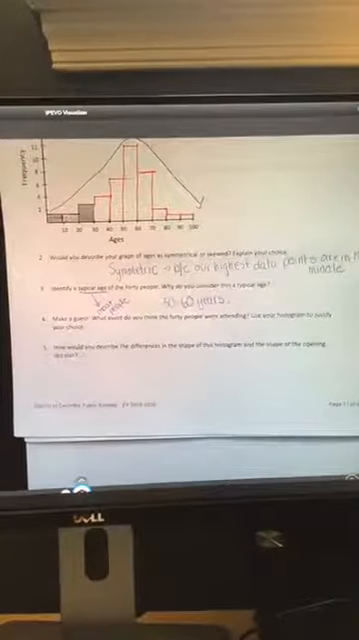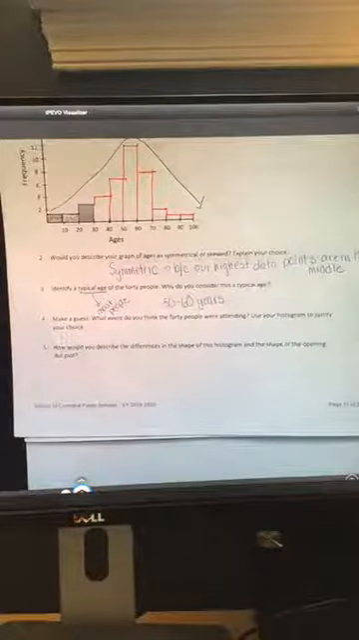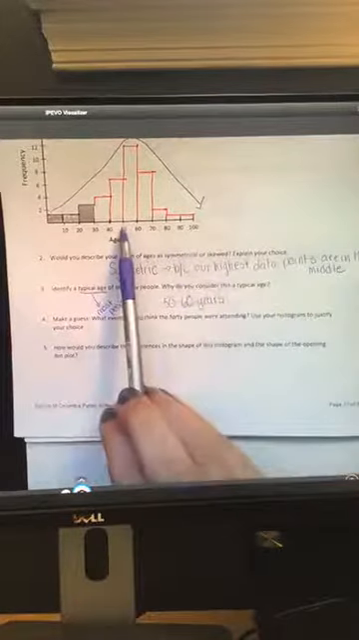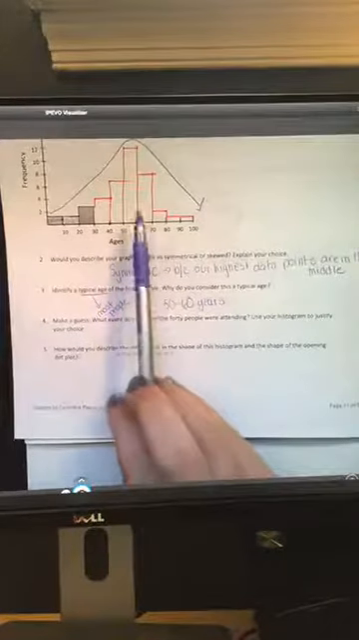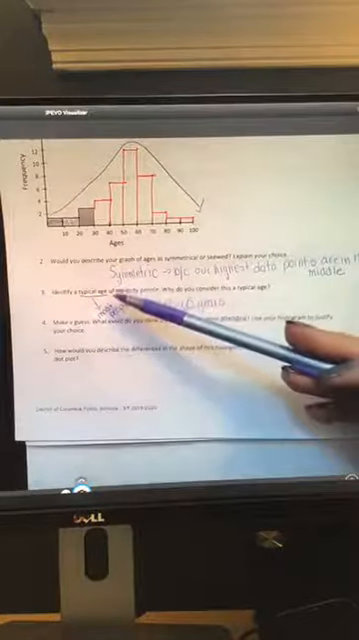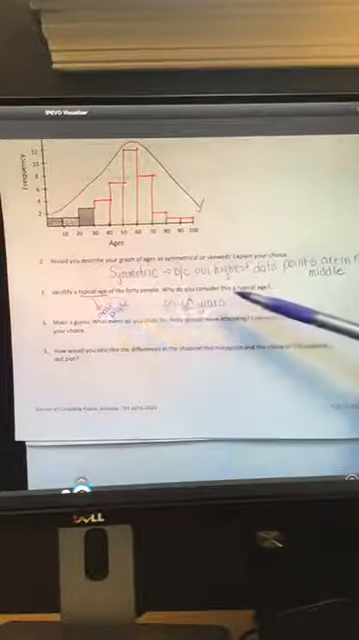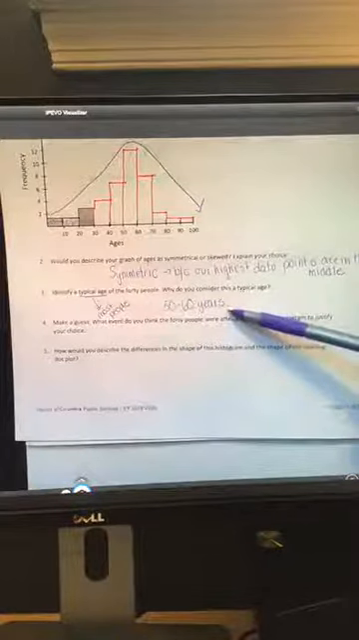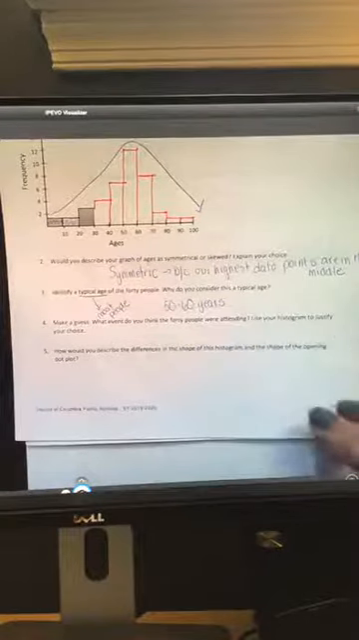So I see Sacred saying 60, I see somebody saying 50, but you guys got to remember, when we're talking about histograms, we're talking about a range. So your range would actually be 50 to 60, okay, because this line represents 50 to 60. So the typical age of the people would be 50 to 60 years, okay?